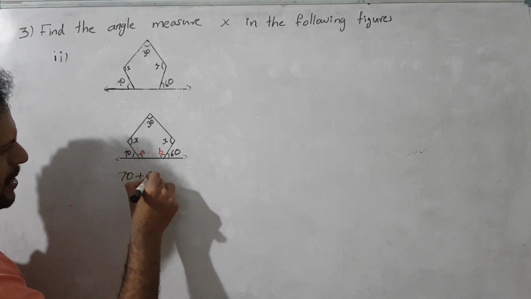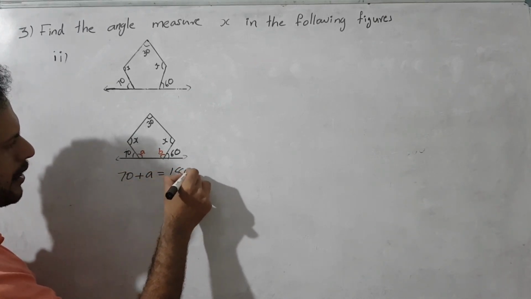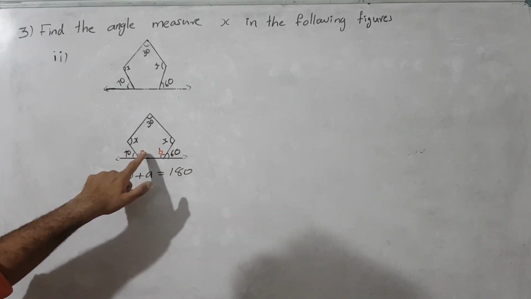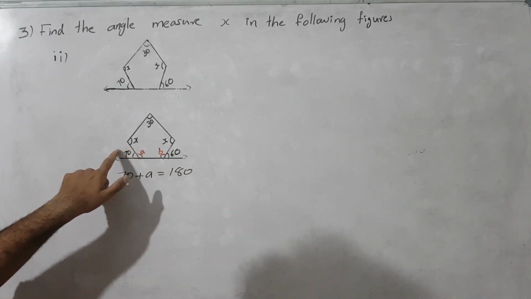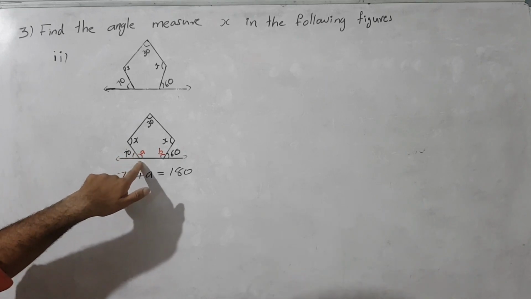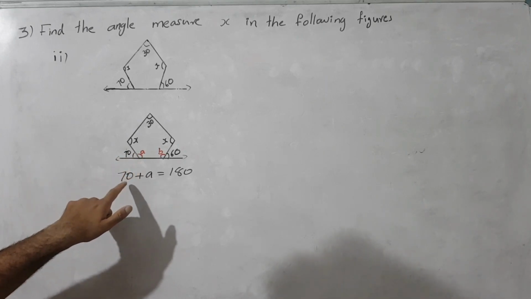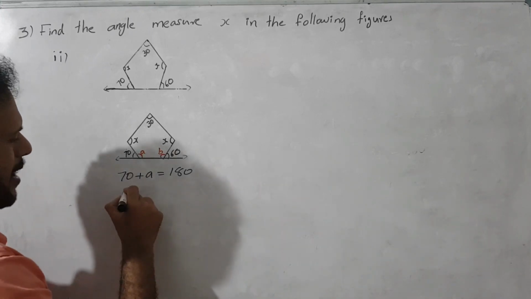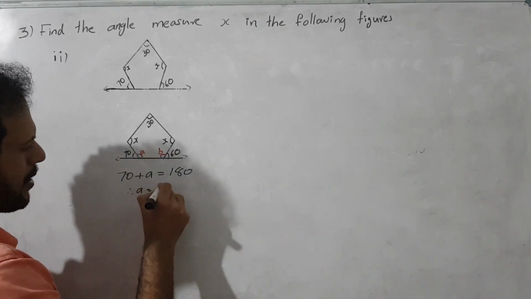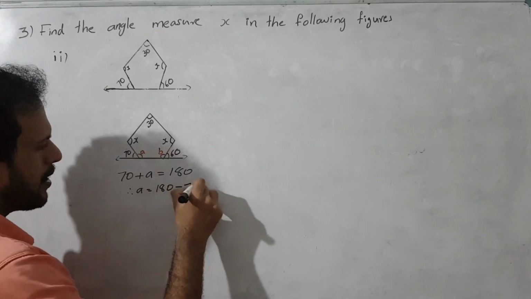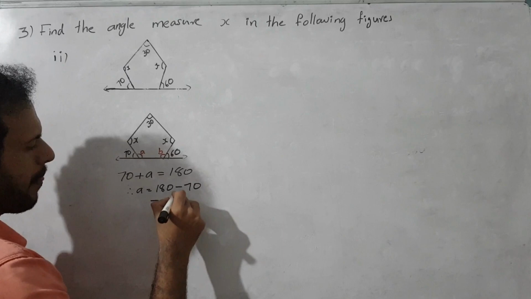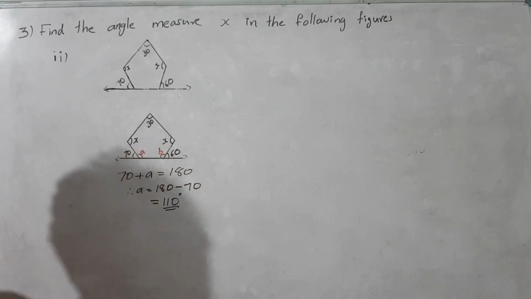70 plus A is equal to 180 degrees. Why? Because the interior angle and exterior angle lying on the same vertex are supplementary. So 70 plus A is equal to 180. Therefore A is equal to 180 minus 70. What is 180 minus 70? It is equal to 110.